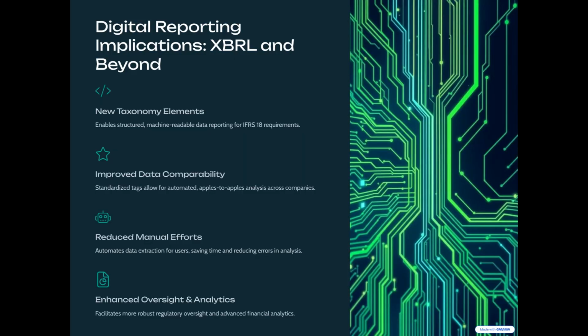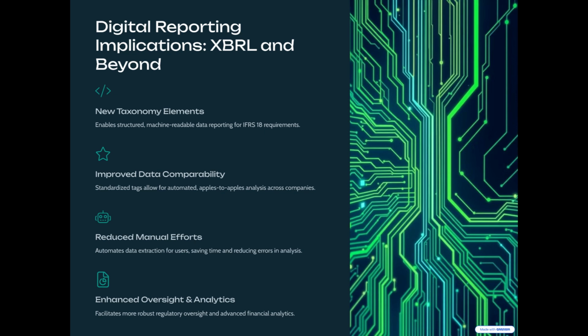The adoption of IFRS 18 and its integration into the IFRS Accounting Taxonomy 2024 Update 1 has important implications for digital reporting, especially in an environment increasingly reliant on XBRL, extensible business reporting language. With the introduction of new taxonomy elements for profit or loss categories, management performance measures, MPMs, and detailed reconciliations, entities can now tag their financial data more precisely and consistently.